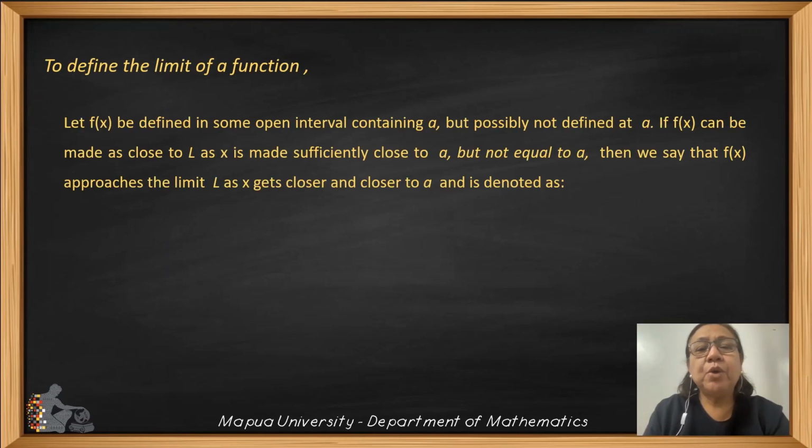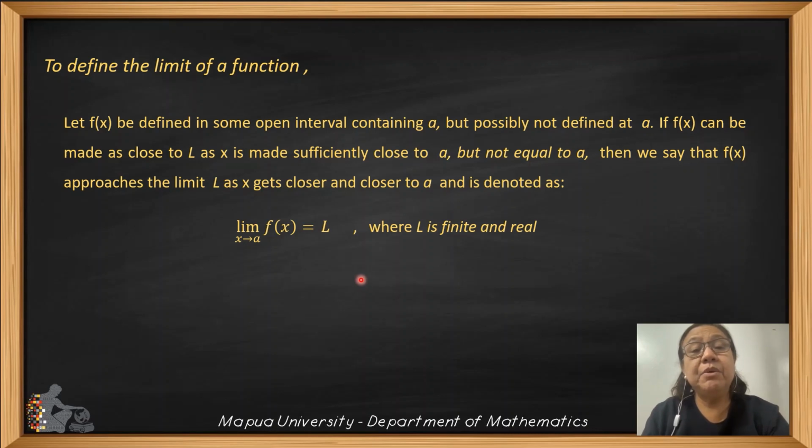At this point, we define what a limit is. Let f of x be defined in some open interval containing a, but possibly not defined at a. If f of x can be made as close to L as x is made sufficiently close to a, but not equal to a, then we say that f of x approaches the limit L as x gets closer and closer to a, and is denoted by the symbol read as limit of f of x as x approaches a is L, where L is a finite real value.